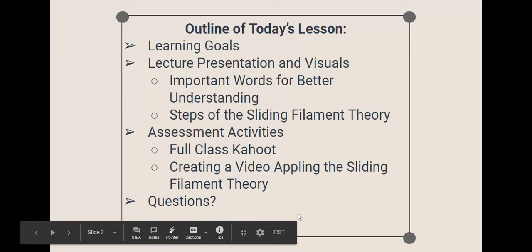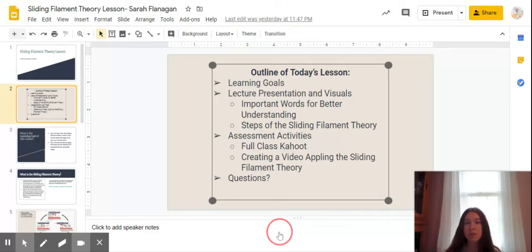So, an outline of today's lesson is we will be going through our learning goals. There'll be a quick lecture and some visuals, including important words for better understanding and the steps of the sliding filament theory. There will be 2 assessment activities, including a full class Kahoot and creating a video applying the sliding filament theory, and then there'll be time for some questions.